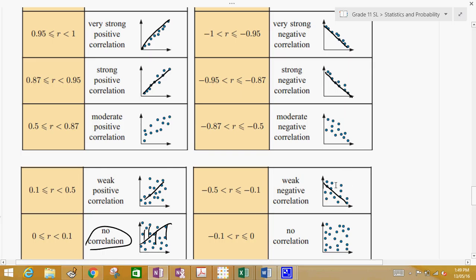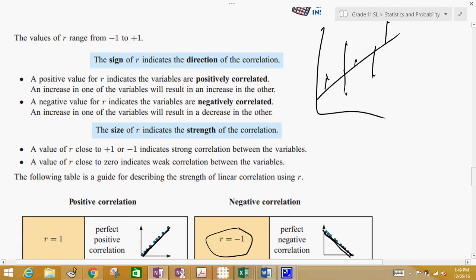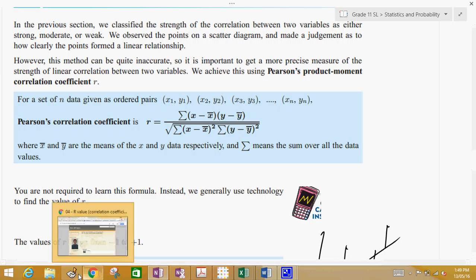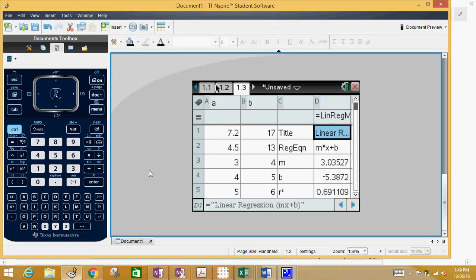So the question is, how do you find the R value? Well, one way you can find the R value is by using this fancy little formula and plugging in your X values minus the mean times the Y values minus the mean of the Y values, and then multiplying them all together and then summing and then dividing it by this. But that's a lot of work, and IB typically wouldn't ask you that on an exam. So the way to find the R value would be using your calculator.